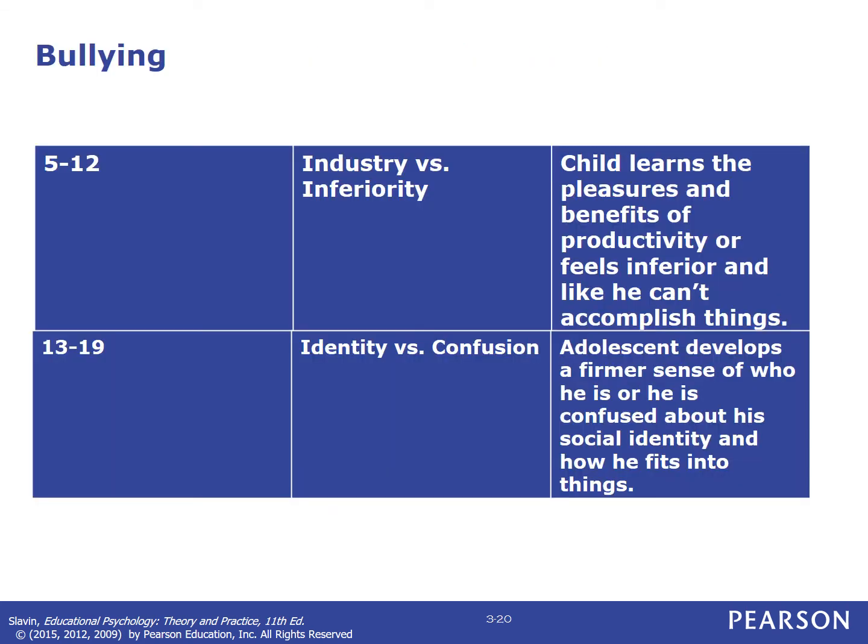Let's just take one, bullying. The children from the ages of 5 to 12, as I said, are in industry versus inferiority. If a child learns to be inferior, or later in the next stage, if they grow confused about their identity, then they could certainly fall prey to bullying behaviors.